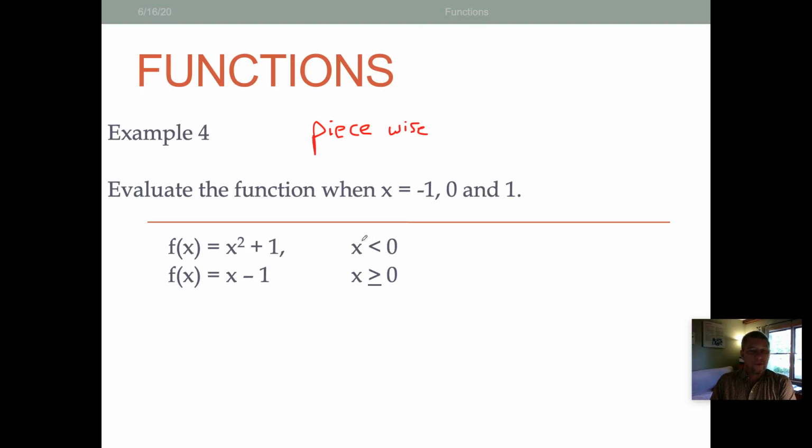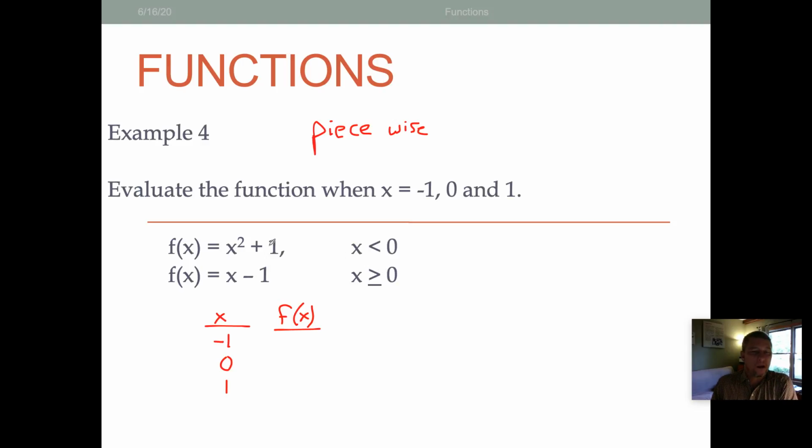And so if the value of x is less than 0, in other words, a negative term, then we're going to use this equation to define f of x. If x is greater than or equal to 0, then we're going to use f of x equals this equation. So if x is equal to -1, 0, or 1, then f of x is going to equal what?